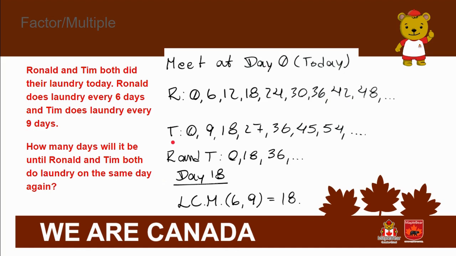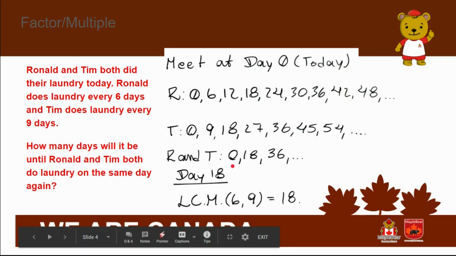So the least one of my list is going to be my 18. And what about 0? 0 doesn't count. When I'm talking about LCM, the 0 is never going to count. Cool? So let's go to the next topic.